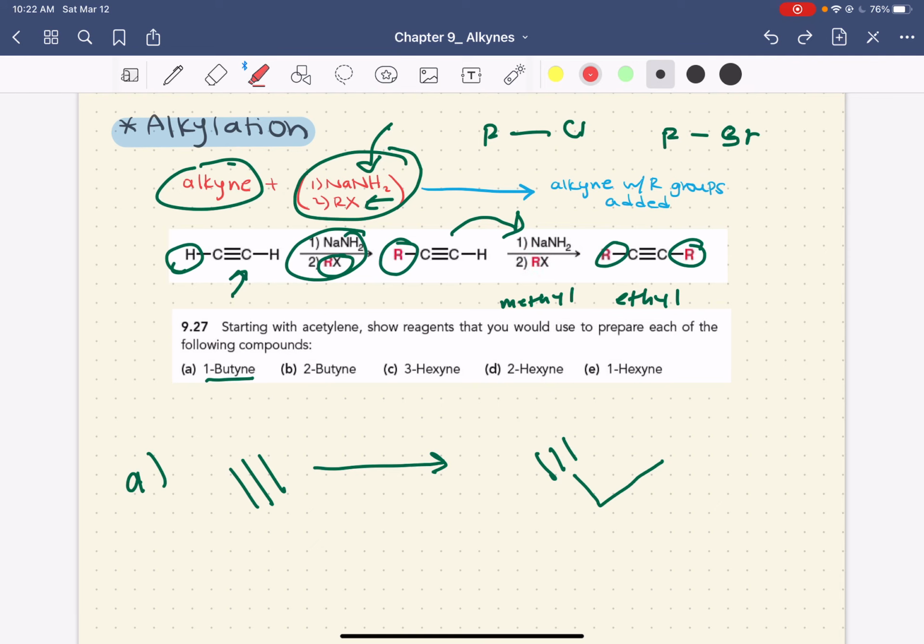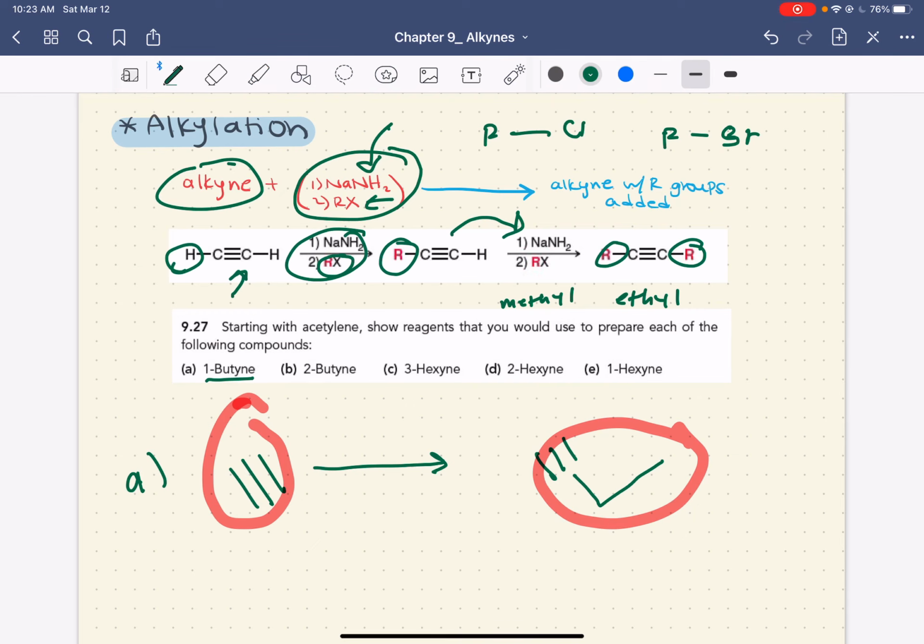What reagents would we need to take this triple bond and convert it to this final product? Well, what we notice is we're adding this ethyl group to one side of the triple bond. So all we would need to treat this with is our good old sodium amide, obviously, but then our R group is going to look like an ethyl group attached to some sort of halogen. We can make this iodide. This is the set of reagents we would need to take this acetylene and convert it to 1-butyne.